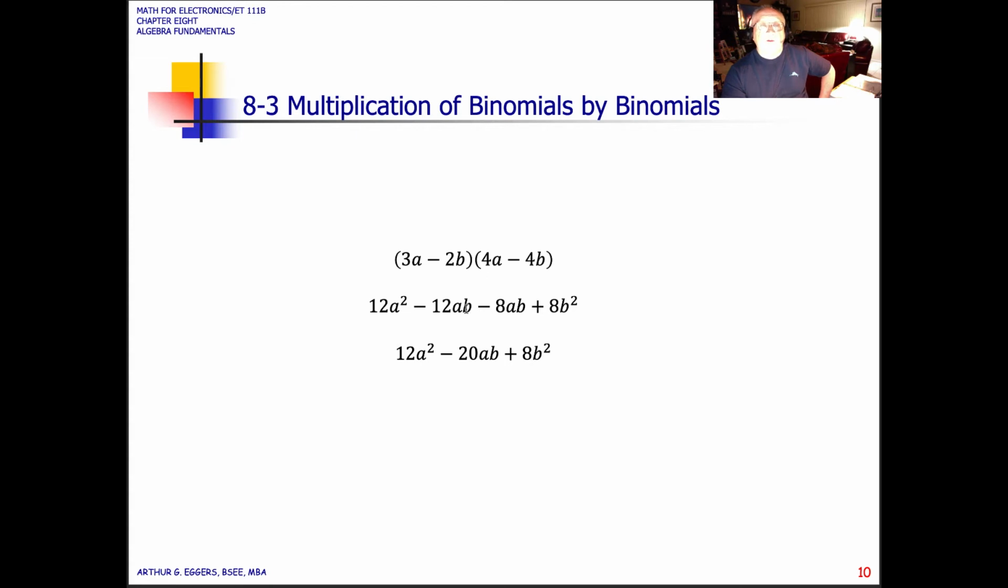Minus 2b times 4a gives us minus 8ab, and then minus 2b times minus 4b, a minus and a minus, gives us a plus 8b squared. Combine the terms. In this case, it's just the two middle terms, both negatives. 4 and 8 gives us 12, so we have simplified our terms to 12a squared minus 12ab plus 8b squared.